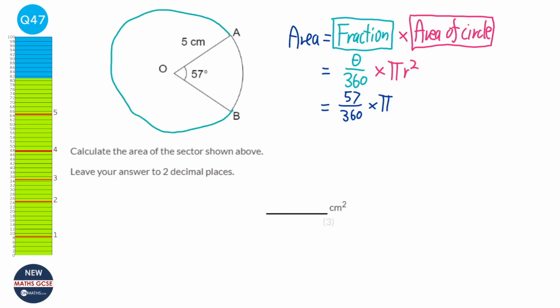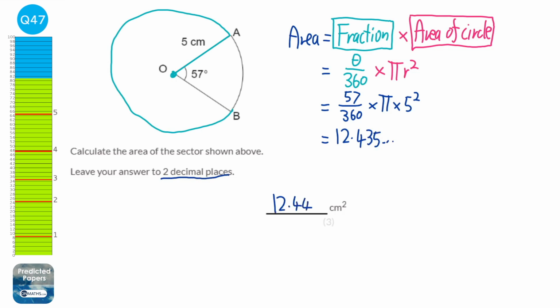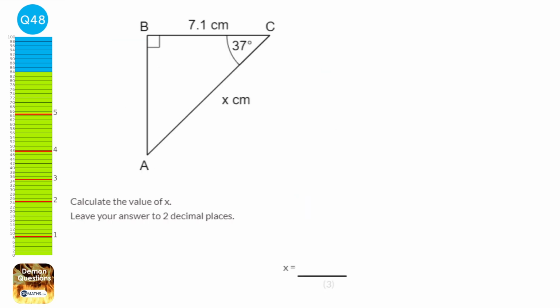Now, to work out what r is, we just imagine the circle is whole. I'll do a badly drawn circle. And you can see here that this length here, this 5 centimeters, is the distance between the center of the circle and the circumference. So that is a radius. So it's going to be times 5 squared. Put that into your calculator and you'll get 12.435 blah blah blah. And it says it wants 2 decimal places, so we round that to 12.44 centimeters squared.